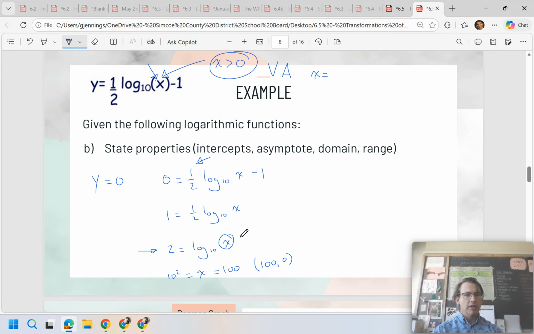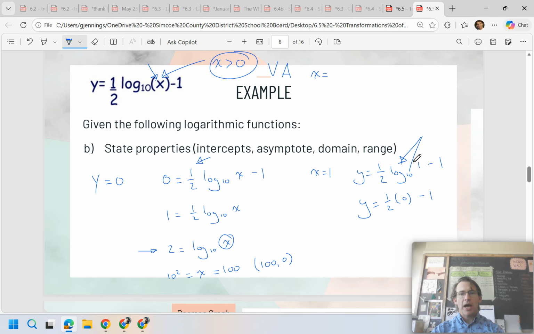Okay, so you want to look at 10 or 1 for x? 1? Let's look at 1. Okay, so if we let x equal 1, then we have y equals 1/2 of log base 10 of 1, minus 1. What's the log of 1? 0. Good. This is 0. So y here in this case is 1/2 multiplied by 0 minus 1.